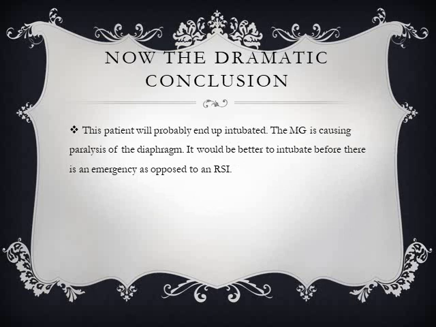So this patient is probably going to end up intubated just because of the decline in their peak flow and NIF numbers. And the myasthenia gravis is slowly causing a paralysis of the diaphragm. And usually you just want to intubate as an elective thing before it becomes an emergency. A lot of times these folks that do have myasthenia gravis or Guillain-Barré, if they've been through this before, they kind of know, like, hey, this is where you're heading.